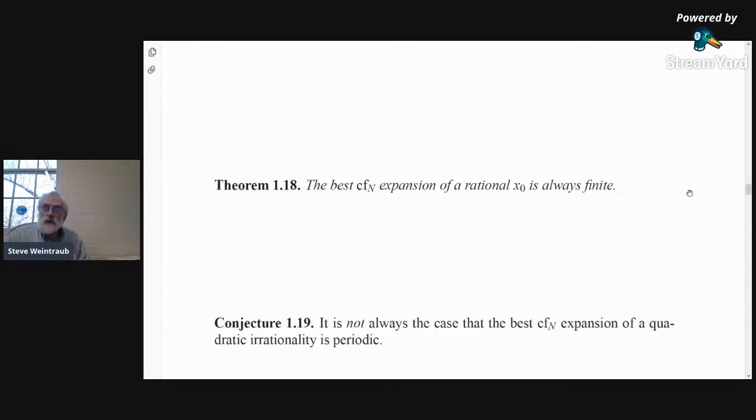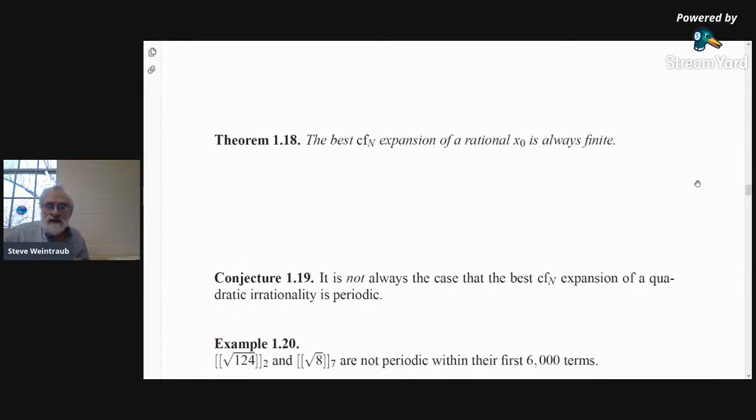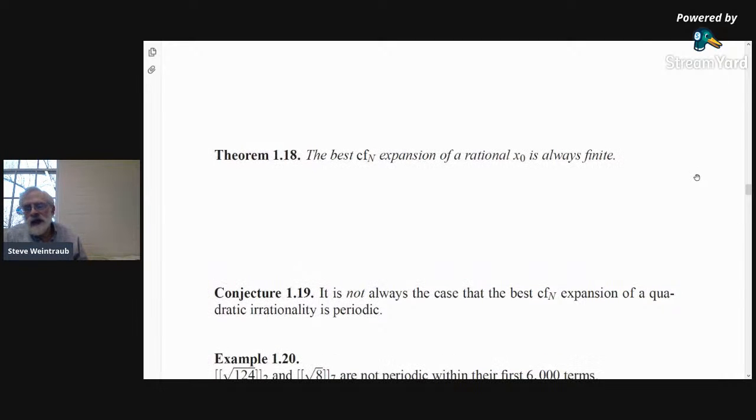Why do we conjecture it's not always true? Well, we did a lot of numerical explorations, and we have a lot of numerical evidence. So let me give you two examples here. We did this computation out to 6,000 terms, and the best CF2 expansion of the square root of 124 and the best CF7 expansion of the square root of 8, they're not periodic within their first 6,000 terms. Of course, it doesn't prove they're not periodic. They could always start being periodic with periodicity 7,000, right, bigger than 6,000, but we don't believe it. We believe they're not periodic.